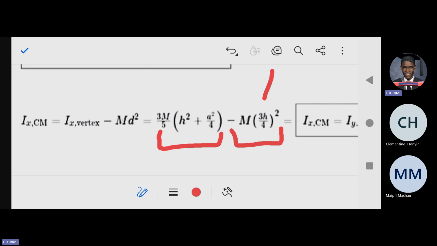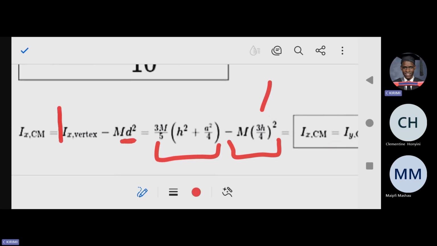We say the center of mass of the cone, this D, which means that is the position of the center of mass. Since now we are not only calculating the moment of inertia along the Z, but along the X at the center of mass. So we have subtracted mass times the distance to the center of mass, which means it's 3/4 h. Then you square it. This is just a formula that you must know, if you want to find along the center of mass.